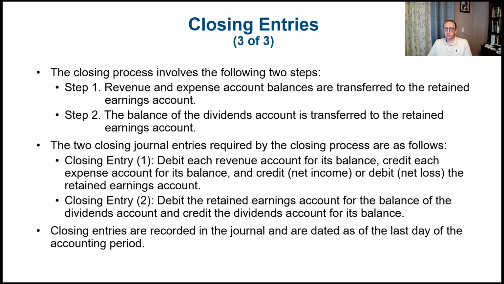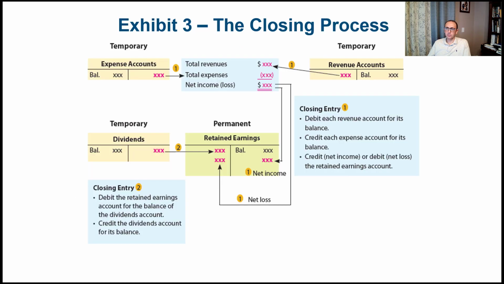And remember, dividends usually have a debit balance, so when we're closing it, we credit it and we debit retained earnings instead. Closing entries are recorded in the journal and are dated as of the last day of the accounting period. So let's see how this works. Again, one more time, just to get the idea. The first stage here, we're trying to close the revenues and expenses.